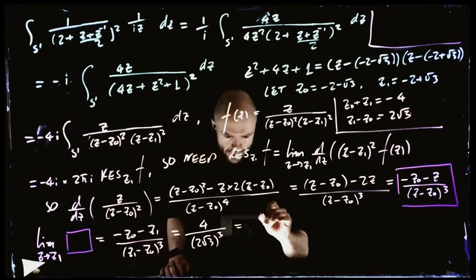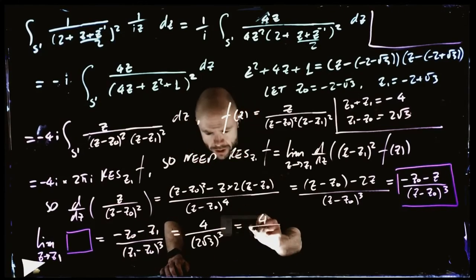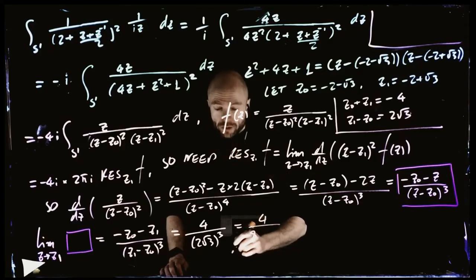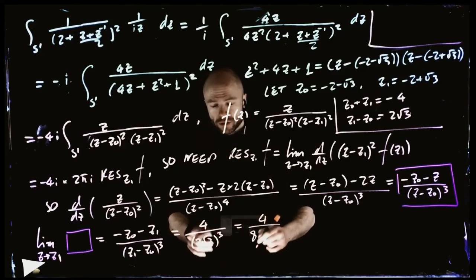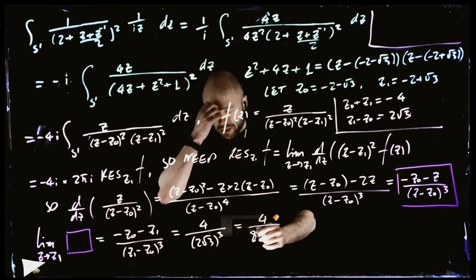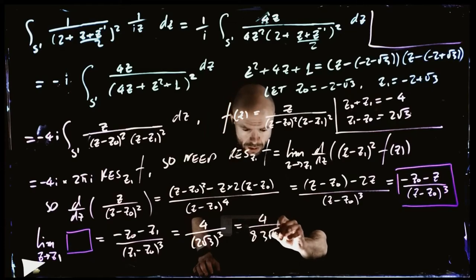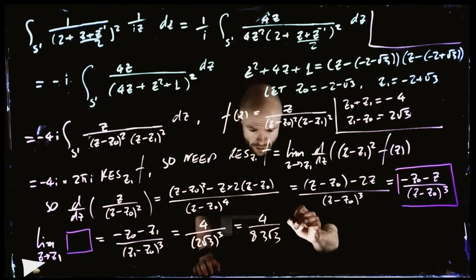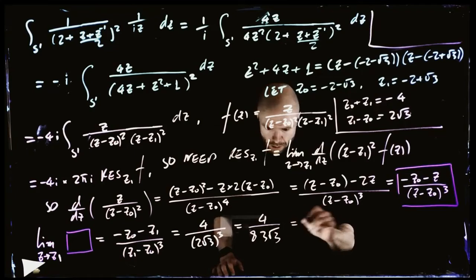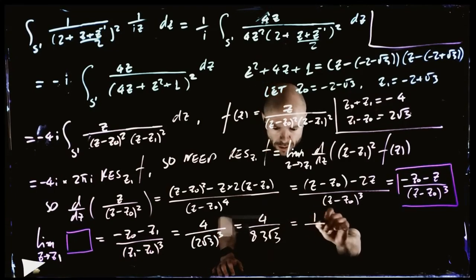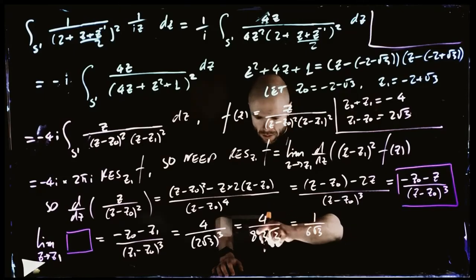So what's that? 2 to the 3 is 8. And then 3 to the power 3, that's 3 squared times root 3, so that's 3 times root 3. And what is that? That's just going to be 1 over 6 root 3, right?